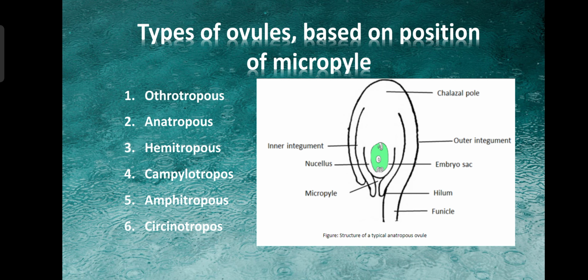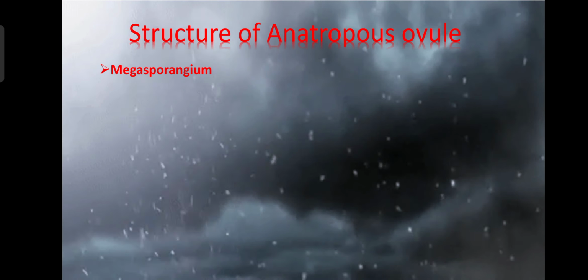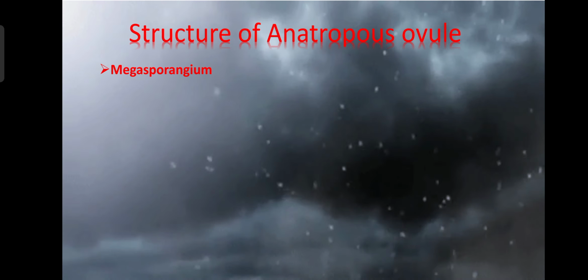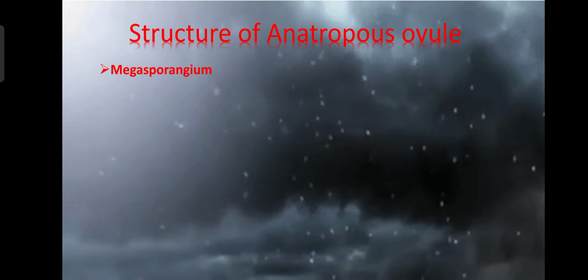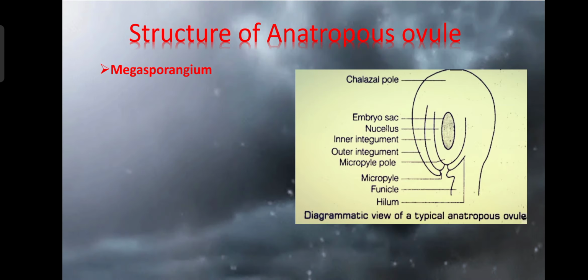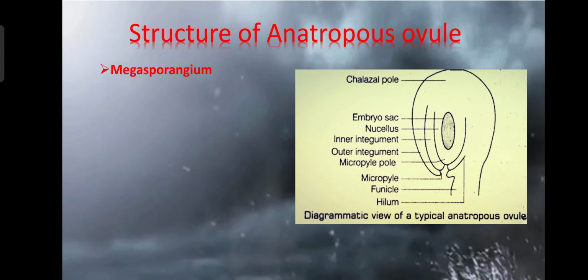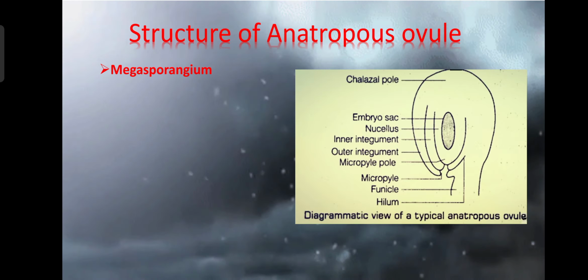Now, we will study the structure of anatropous ovule. Anatropous ovule can also be called megasporangium. Anatropous ovule is a kind of inverted ovule. It is present in the ovary on a cushion-like structure called placenta. If you look at the structure of the anatropous ovule or megasporangium, the first part is called the funicle.